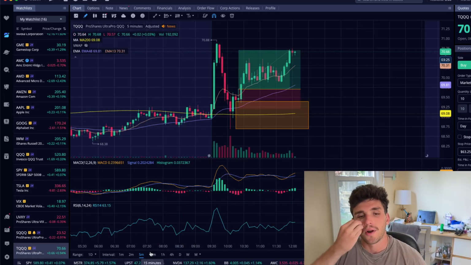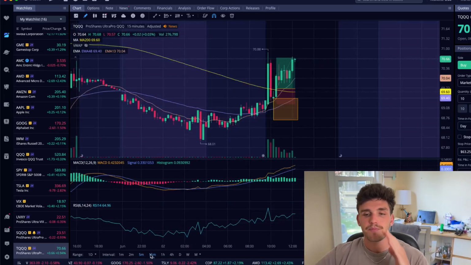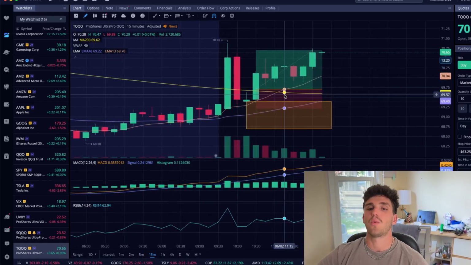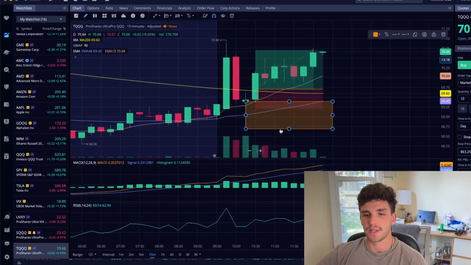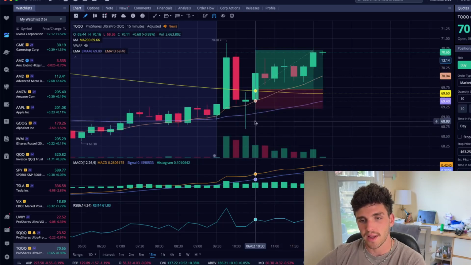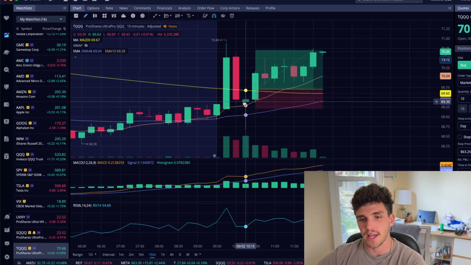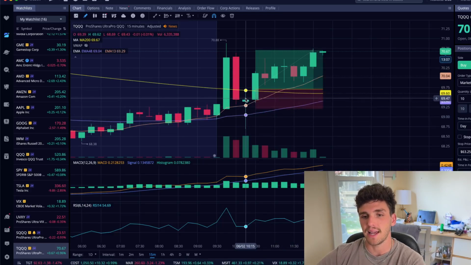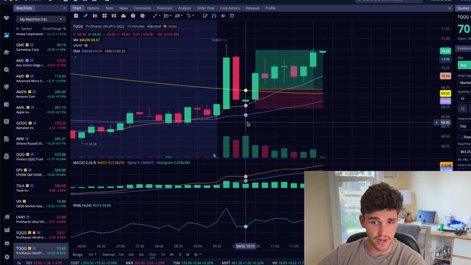All I'm waiting for is a 15-minute candle wick to form. And I want the candle, let me delete this so I can show you. I want the wick, right? I want the wick to be larger than the body and the top wick. So the bottom wick needs to be larger than the body and the top wick. And that's exactly what we got right here.